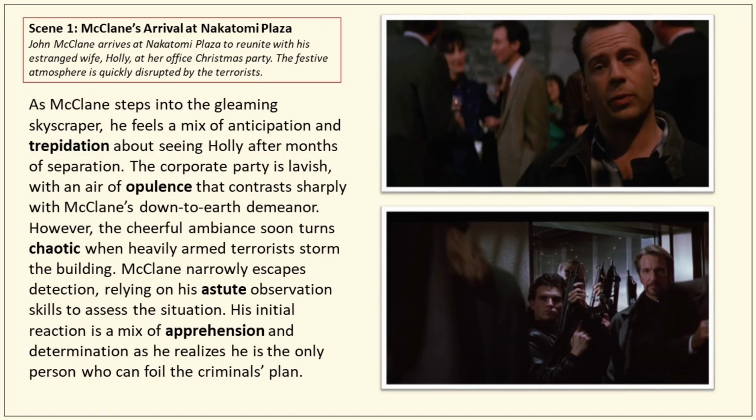Scene 1. McClane's arrival at Nakatomi Plaza. John McClane arrives at Nakatomi Plaza to reunite with his estranged wife, Holly, at her office Christmas party. The festive atmosphere is quickly disrupted by the terrorists. As McClane steps into the gleaming skyscraper, he feels a mix of anticipation and trepidation about seeing Holly after months of separation. The corporate party is lavish, with an air of opulence that contrasts sharply with McClane's down-to-earth demeanor.